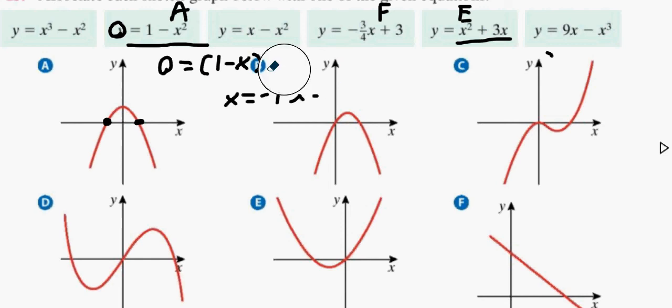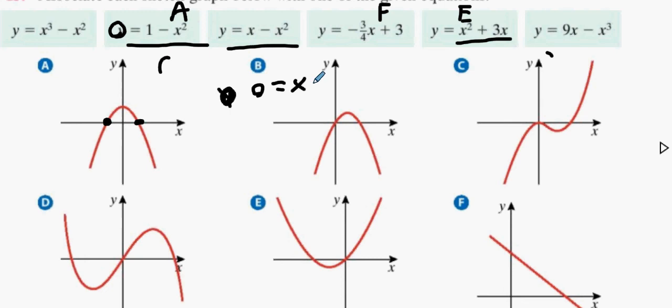Alrighty. What do you reckon about this one here? What can you take out? Alright, so do 0 equals x into x minus 1. So what are the two intercepts? 0, 0 and? So what does that make that one? B. Okay, we're pretty much nearly done now.